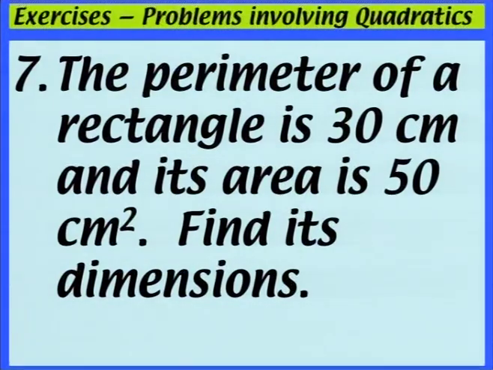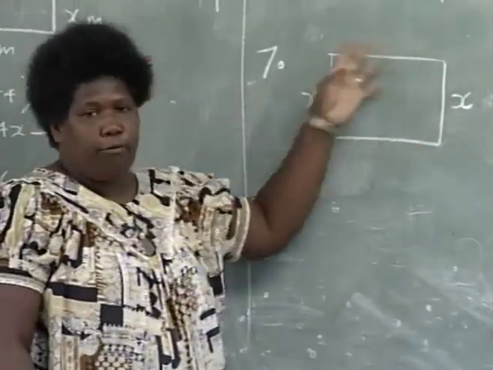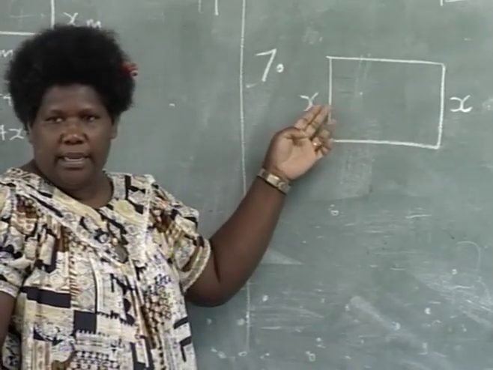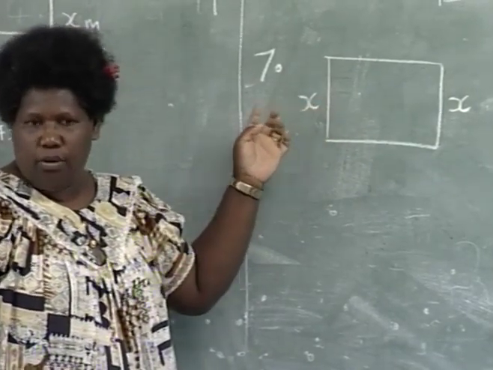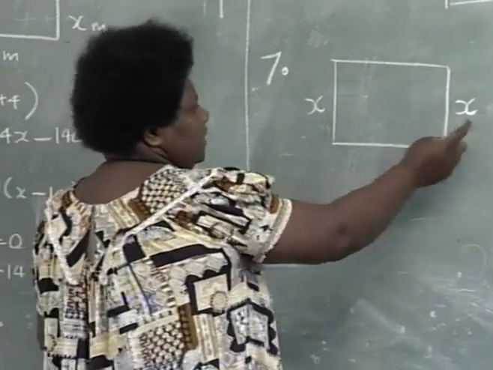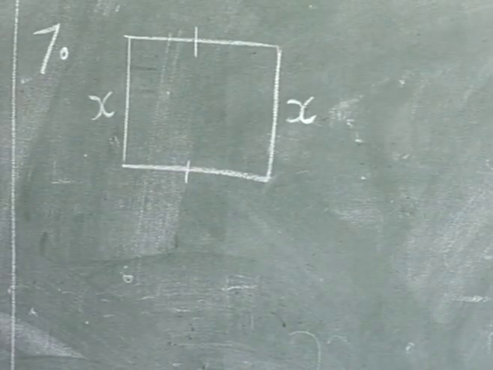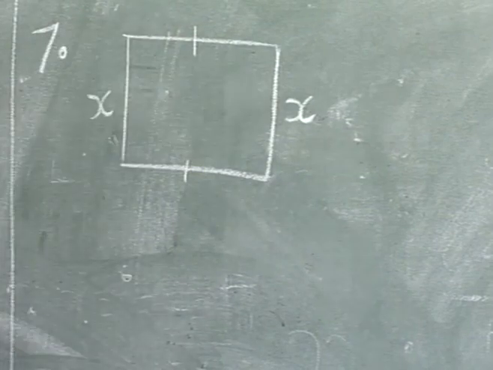Okay, if I make the width x, note that there are two widths, that means this is x and this will also be x. If I add all four sides, I will get 30. That's what we are told, which means x plus this, these two are also equal. I know that if I add all of them, I will get 30.